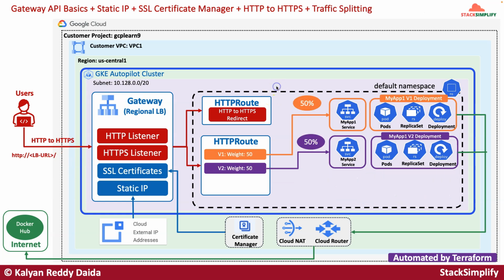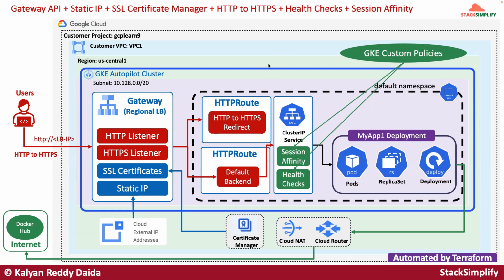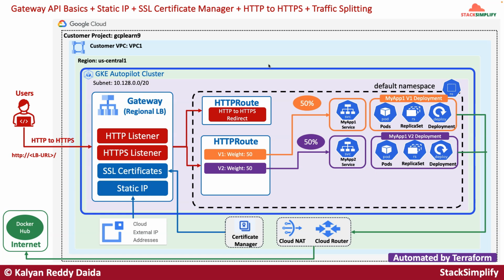In addition to that, we will also implement traffic splitting. This is another very important feature. So when we are introducing a new release, we can split around 5% or 10% of traffic to the new application version and then test how it is behaving. So for that purpose, we can use this feature more effectively.